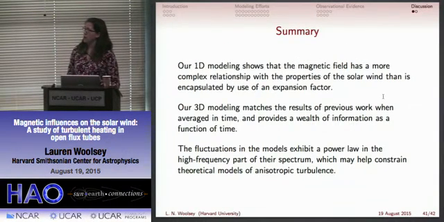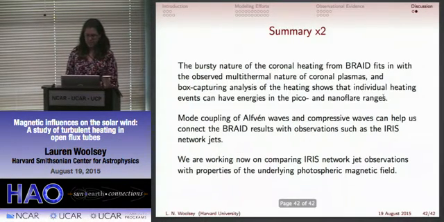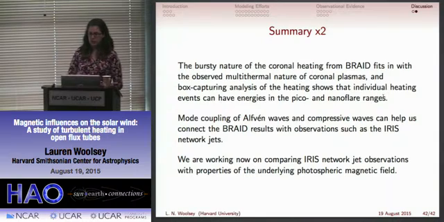So in summary, our one-dimensional modeling, that first project that I talked about, shows that the magnetic field really does have a more complex relationship than any simple analytical expression can give you. When we move on to three-dimensional modeling, we're finding that when you time average it, it matches that one-dimensional modeling. So the 1D models are still very useful for a lot of things. Once you look at the time dependence, you're getting a lot more information out of it. The fluctuations in those models were showing us this power law that may really help us understand the theoretical models of anisotropic turbulence.